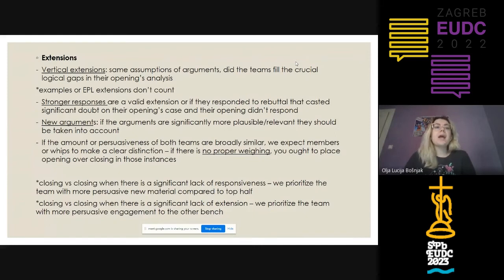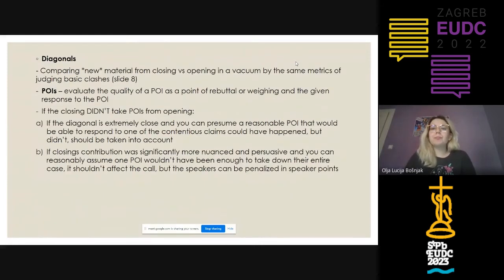And quickly, diagonals. I think it's the same thing as when you're looking at slide 8, which is how do we judge top half and basic clashes, and what are all the questions we have to ask ourselves for judging a basic clash? It's the same way with diagonals, because it's two teams with content interacting with each other. But obviously, with diagonals the most important thing is to also look at POIs, to evaluate the quality of the POI, whether it was given as a rebuttal or weighing or gave a certain response.